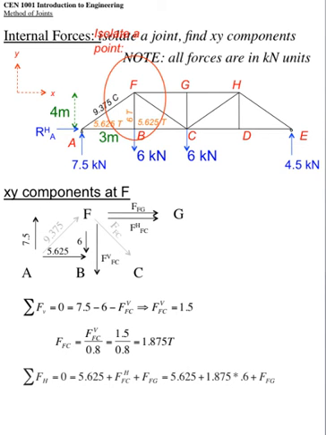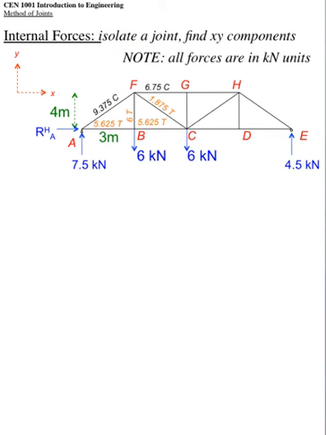If we do the horizontals, there's 5.625 plus the horizontal component of FC plus FG. Okay, we assumed FG is in tension. So 5.625, the horizontal component of FC is FC, 1.875 times the cosine plus FG. And solve for FG. Well, it comes out negative. We assumed tension, but it comes out negative, so we know our assumption was wrong. So it's 6.75 in compression. Okay, so now we're moving right along here.